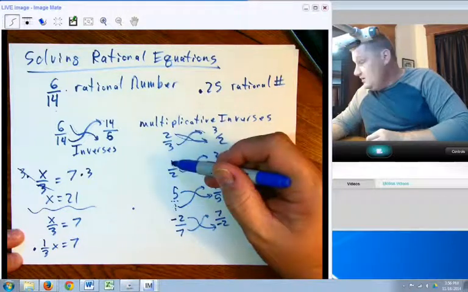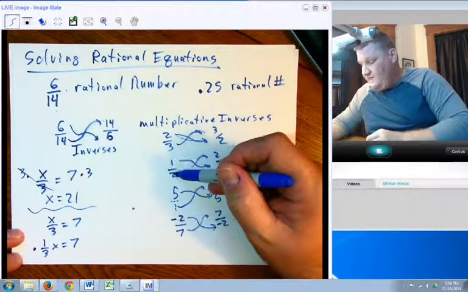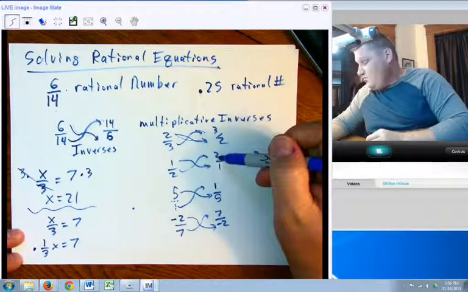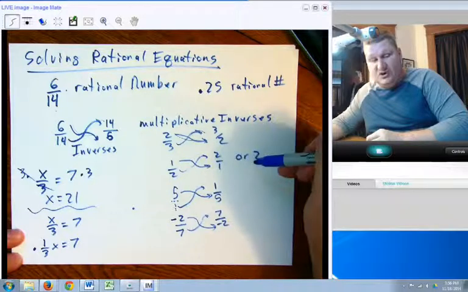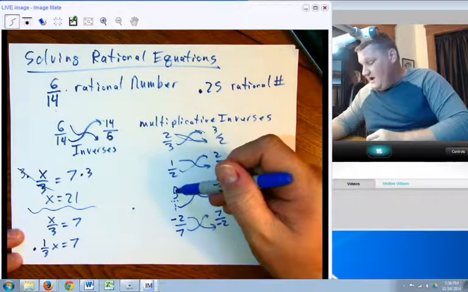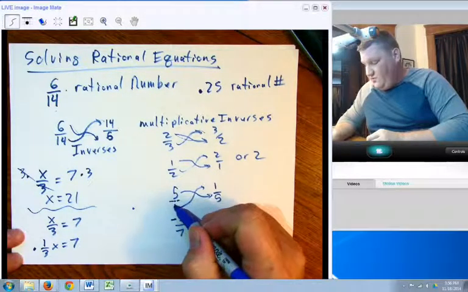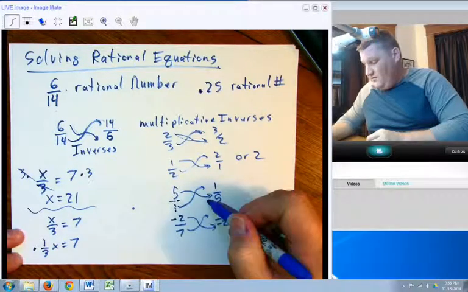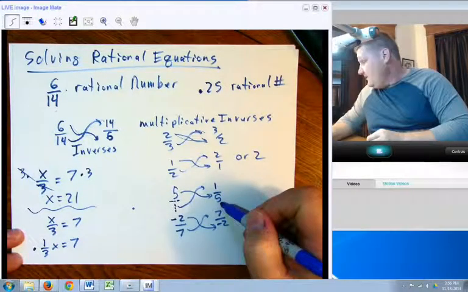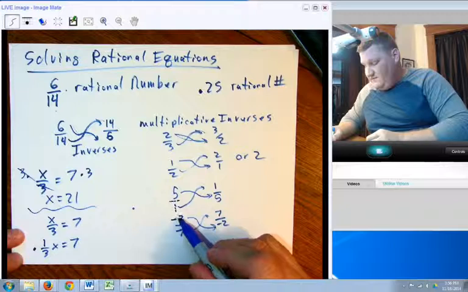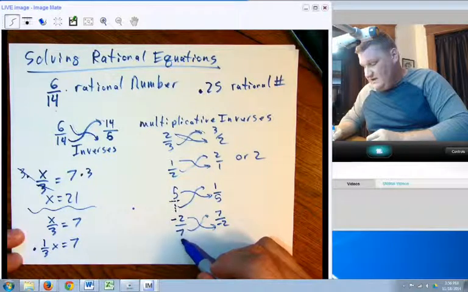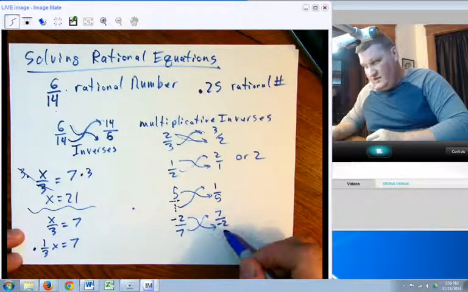The multiplicative inverse of 1/2 is 2 over 1, or just 2. If I have 5, that's really 5 over 1. The multiplicative inverse is 1 over 5. The multiplicative inverse of -2 over 7 is, switch them up, 7 over -2.